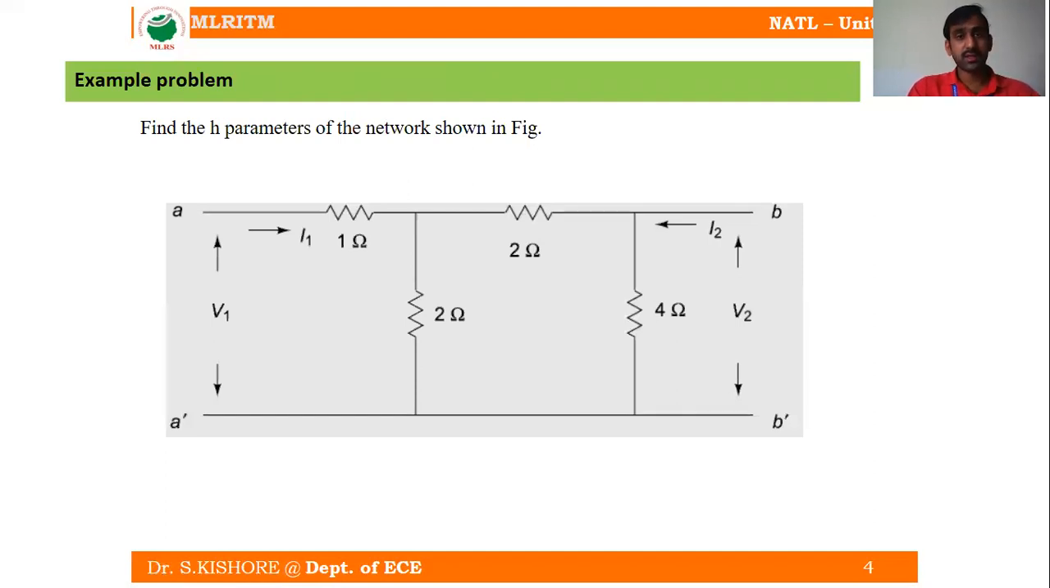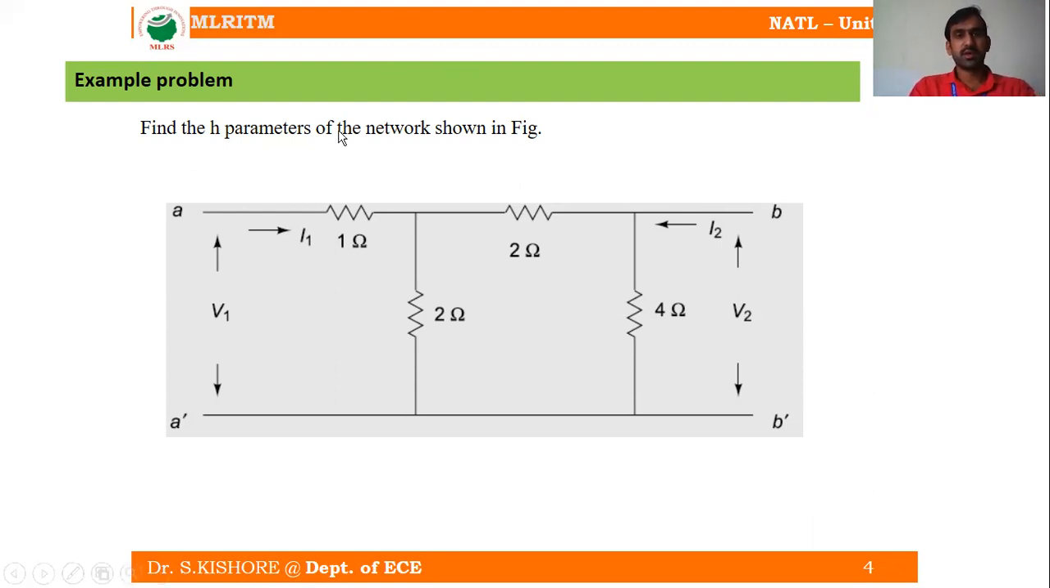The problem here is asked to find the H parameters of the network shown in the figure. You can easily see from this figure that this is a pi type network. For a pi type network, it is not that easy to calculate the parameters because you need to know how to calculate the equivalent impedance looking into each of the ports.